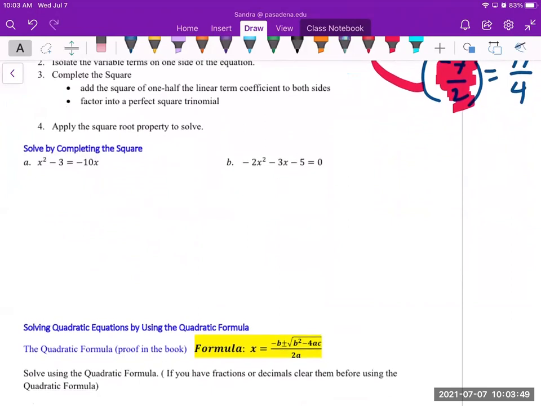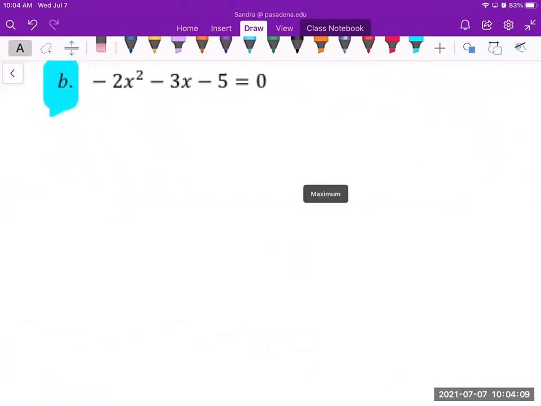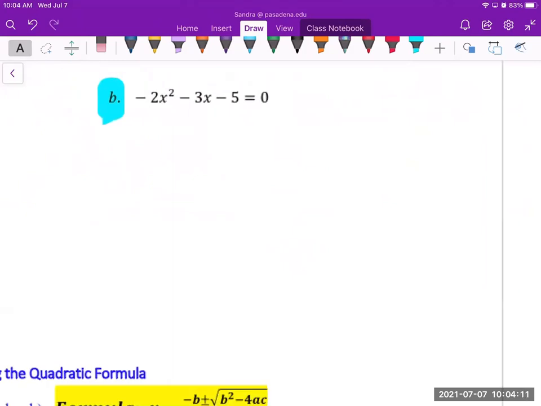Okay, I will do one example. You will be responsible for the other one. So I will do example B, and you will come back and we'll do example A. Okay, so here we go. The first thing that I want to do is make sure that my leading coefficient is 1, but it's not a 1 here. I have a -2. So I'm going to divide everything by -2.